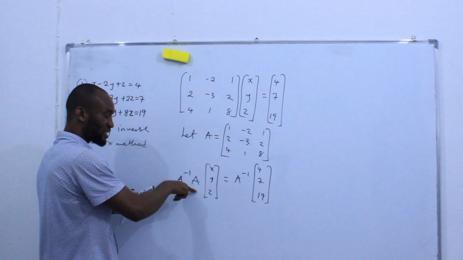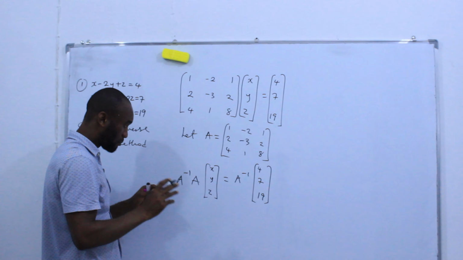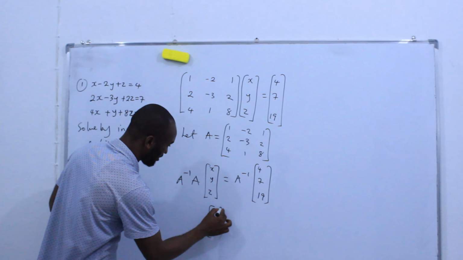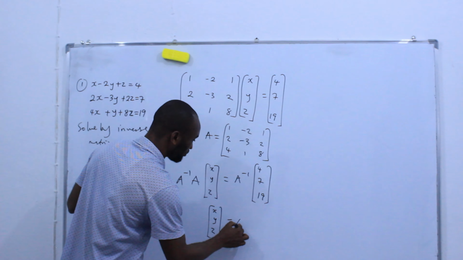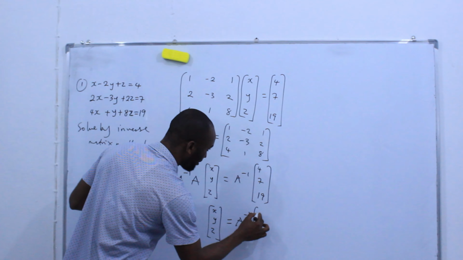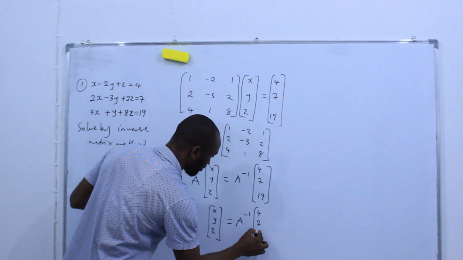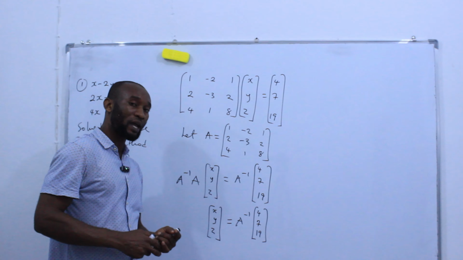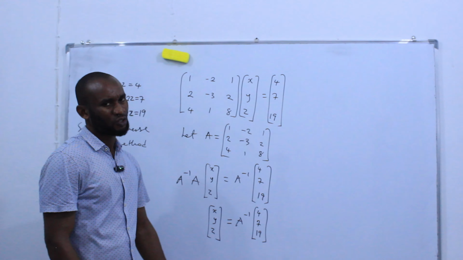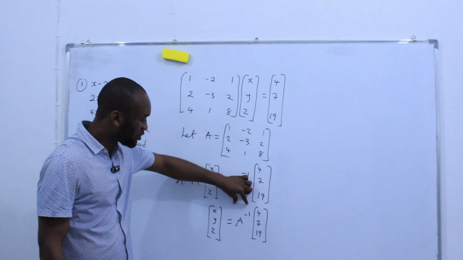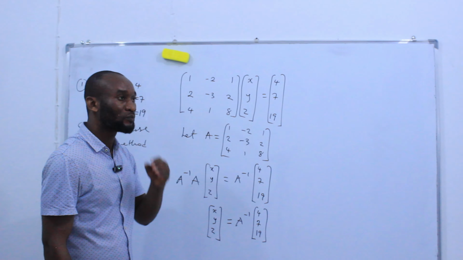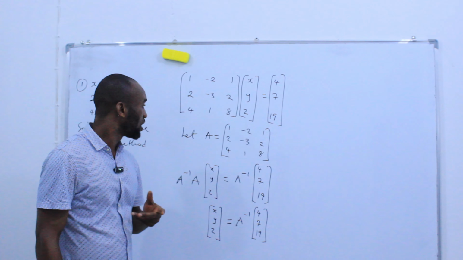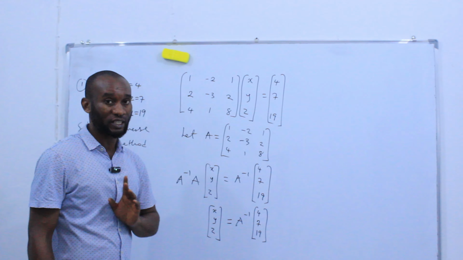A inverse times A will give us the unit matrix. So that one goes out and we have x, y, z is equal to A inverse times 4, 7, 19. So this is the equation we now need to solve. What is the most important thing in this equation is to find the inverse of what? A. Now, a matrix is said to be invertible if its determinant is not equal to what?